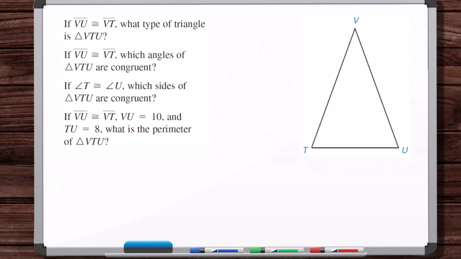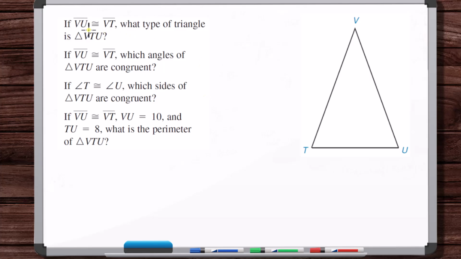In this video, we're going to work example problems related to isosceles triangles, as well as the main auxiliary lines that we use to analyze triangles. So the angle bisector, the median, the altitude, and the perpendicular bisector. All right, let's get started.